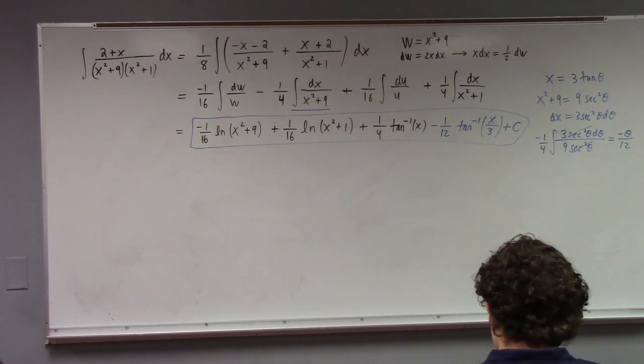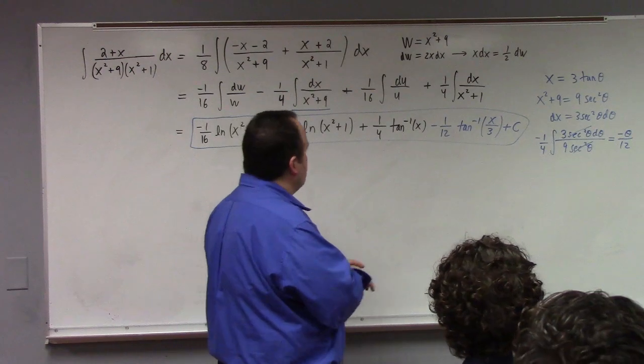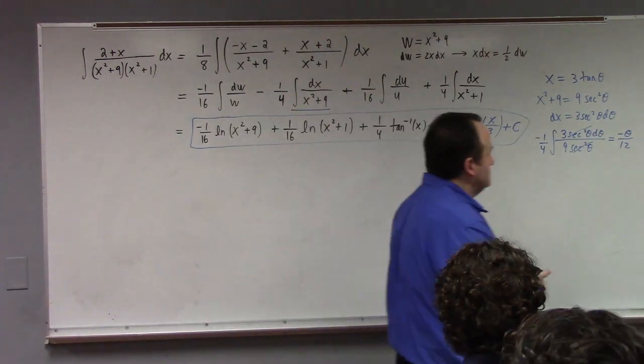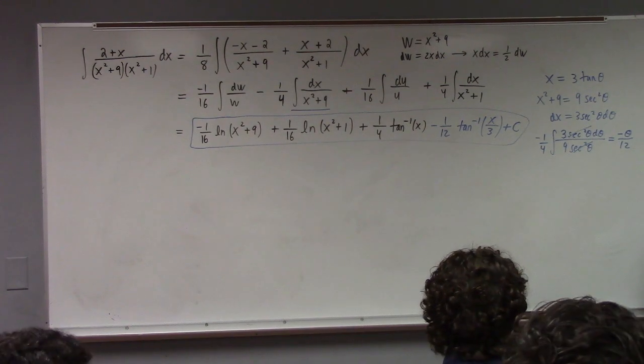Go for it. When you did the trig substitution, you said x was 3 tangent theta, and then you said x squared plus 9 was 9 secant squared theta. Yep. Why'd you say that x squared plus 9 was 9 secant squared?